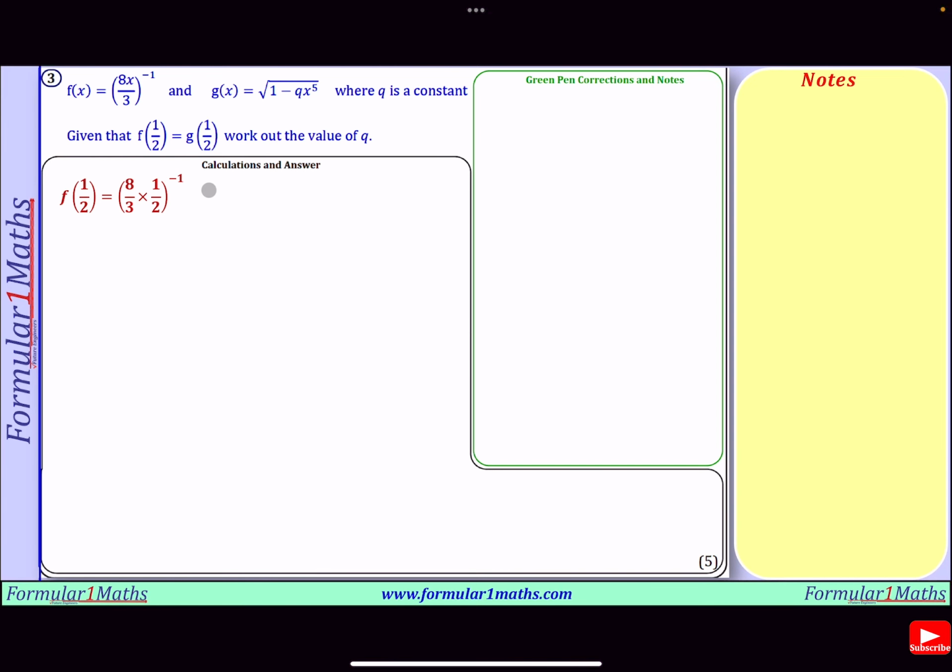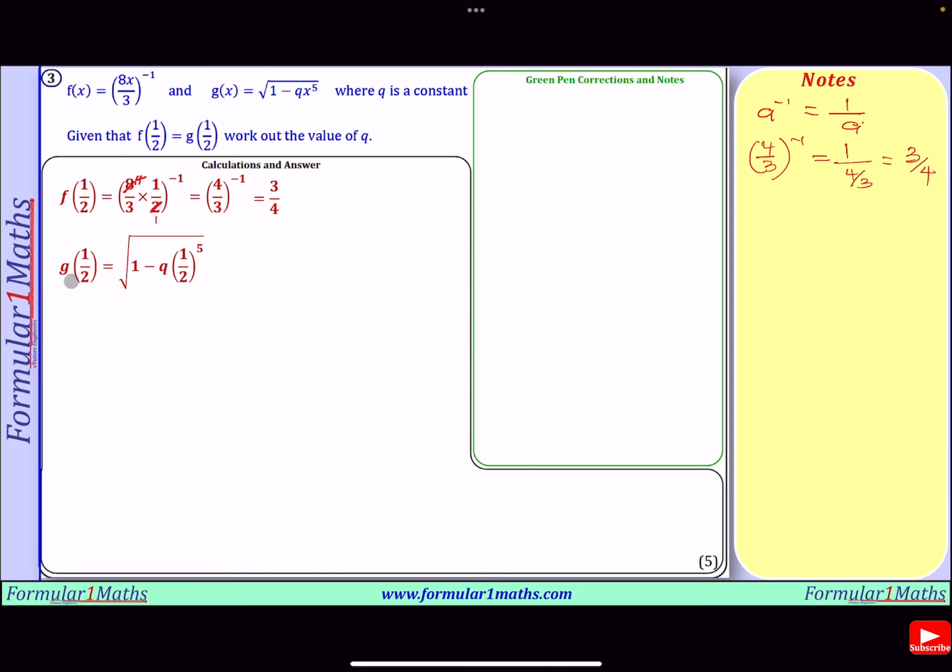Then I can reduce this fraction. 2 goes to 1, 2 goes to 4. So I'm left with 4 over 3 raised to the power minus 1. But from the laws of indices, a to the power minus 1 is the same as 1 over a to the power 1. That means 4 over 3 raised to the power minus 1 is equal to 1 over 4 over 3, which is equal to 3 over 4. So this will give us 3 over 4.